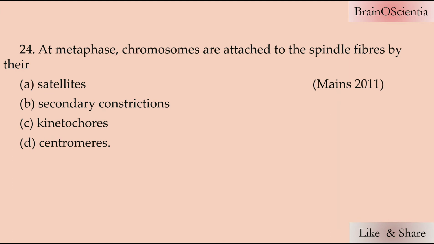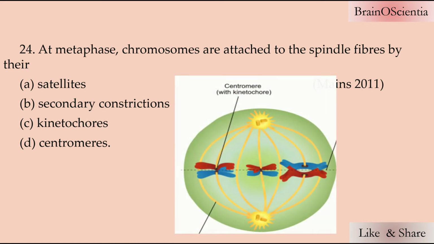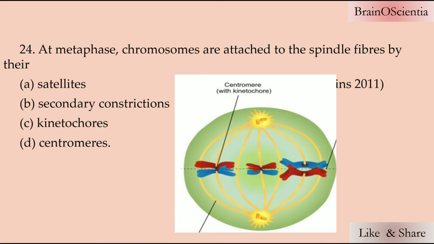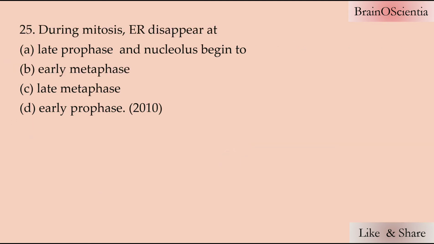Next question. At metaphase, chromosomes are attached to the spindle fibers by their satellites, secondary constrictions, option C, kinetochores, or centromeres. This is a very easy question. Chromosomes are attached to the spindle fiber with the help of kinetochore. So the answer is option C, kinetochore.